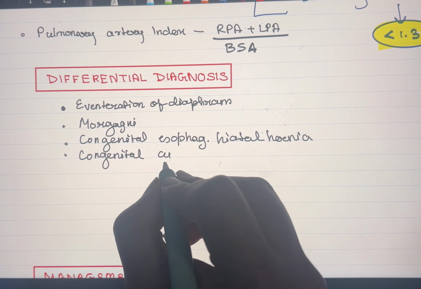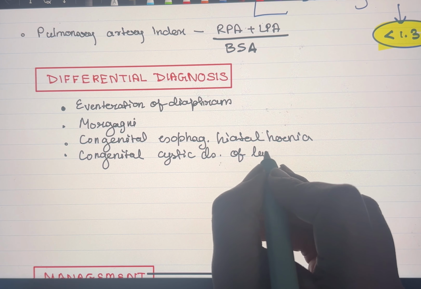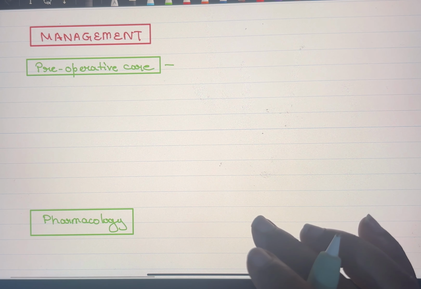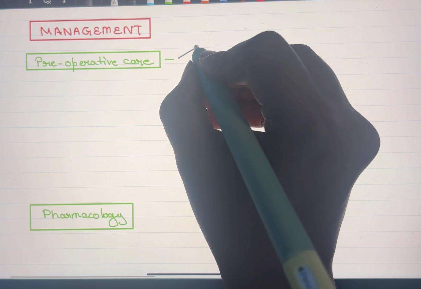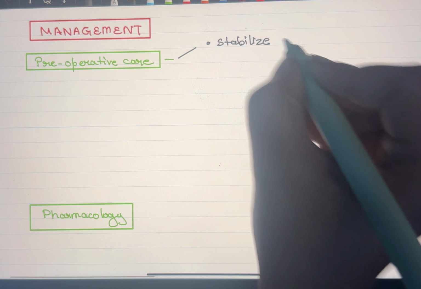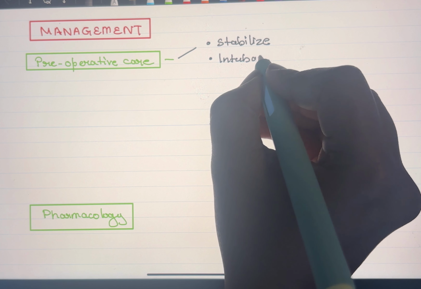Congenital cystic disease of lung. Now we will see the management. What is the preoperative care? Preoperative care is, number one, we need to stabilize the patient first. If there is need for intubation, we will intubate the patient.